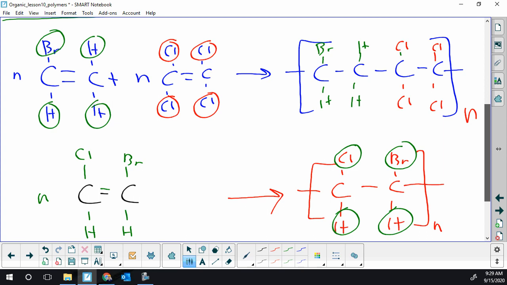Okay. So that ends addition polymerization. Take a double bond, break it, and put things together. I'm going to do one example. It's going to be a lot more drawing of a condensation polymer next.